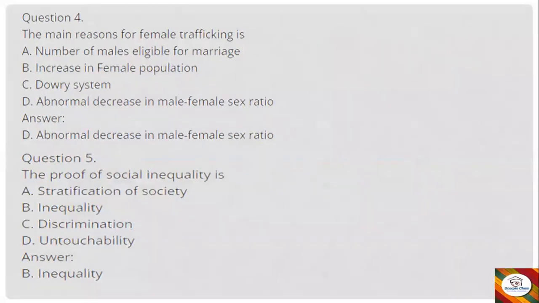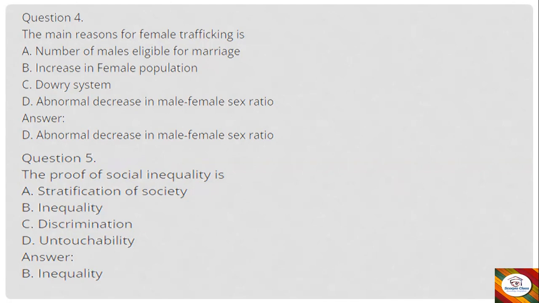Next, question 4. The main reason for female trafficking is A. Number of males eligible for marriage. B. Increase in female population. C. Dowry system. D. Abnormal decrease in male and female sex ratio. Answer is option D. Abnormal decrease in male and female sex ratio.